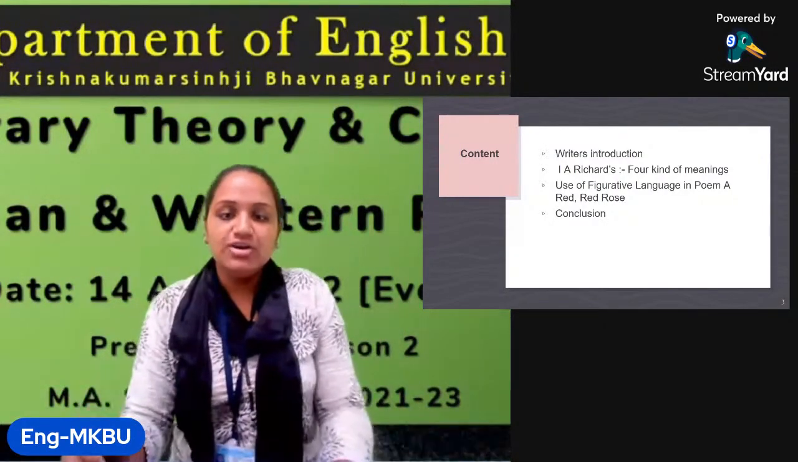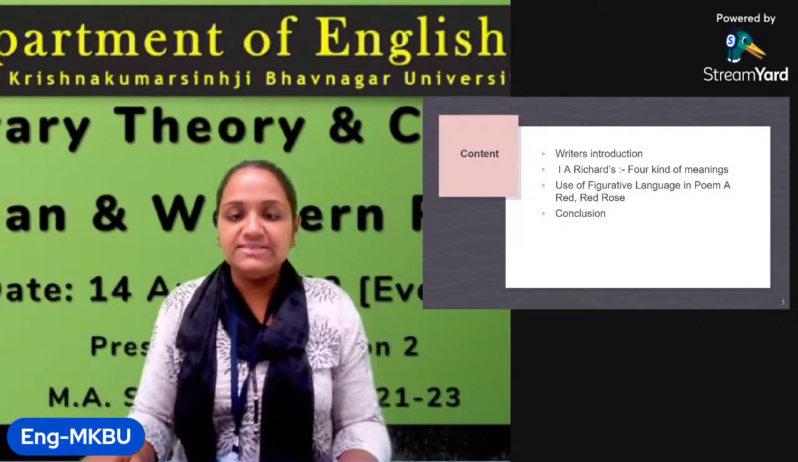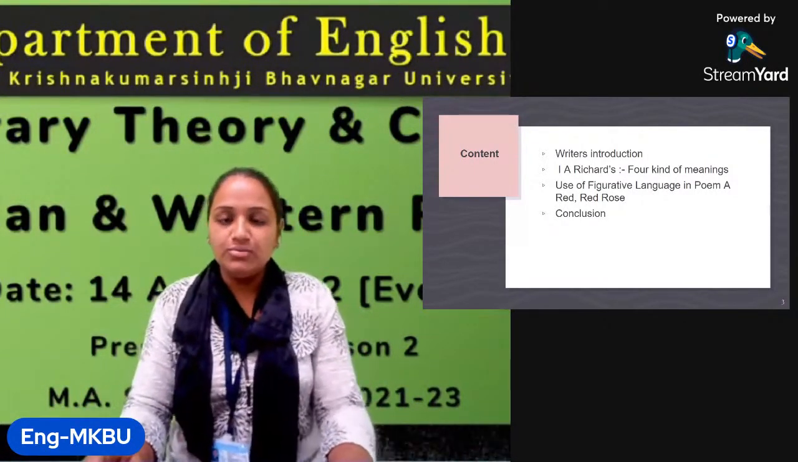Contained: writer's introduction, Richards' four kinds of meaning, use of figurative language in the poem A Red, Red Rose, and conclusion.